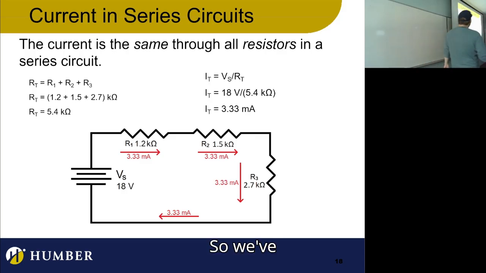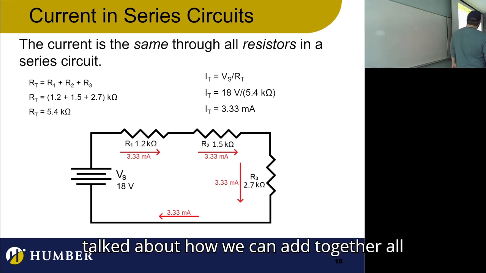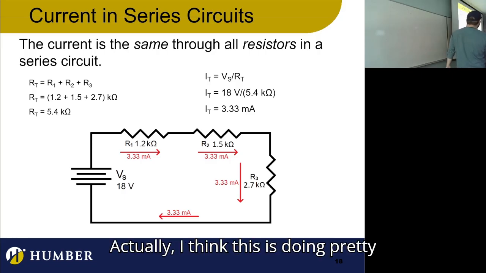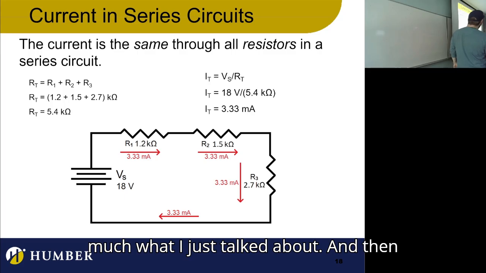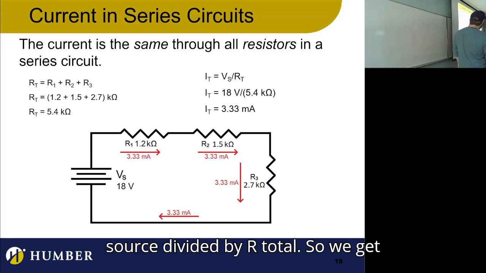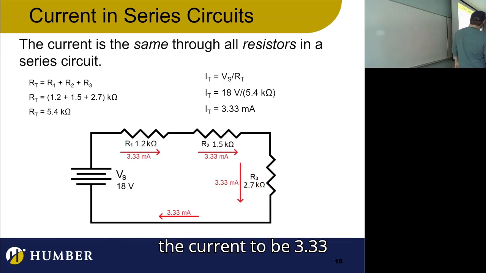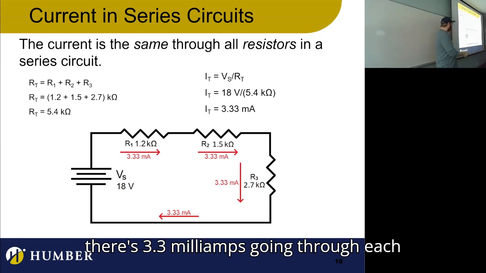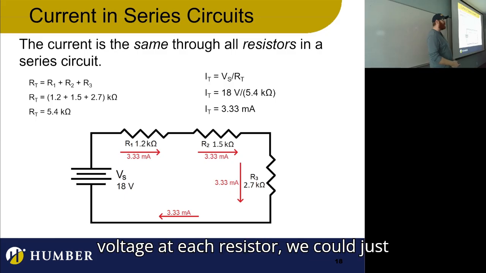So we've talked about how we can add together all of the total resistances. Actually, I think this is doing pretty much what I just talked about. And then the current total is equal to the voltage source divided by R total. So we get the current to be 3.33 milliamps. And then because we know that there's 3.3 milliamps going through each of these, if we wanted to figure out the voltage at each resistor, we could just use Ohm's law.